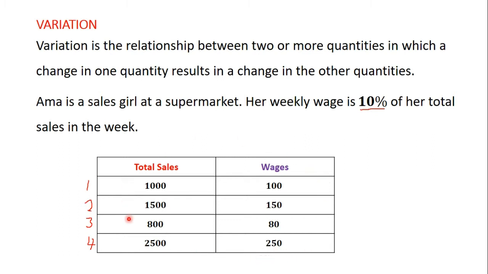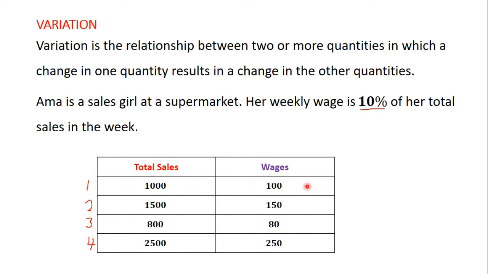Now you can see from this table that Amma's weekly wages depends on her total sales. That is, her total sales determined how much she will receive at the end of the week. So if she makes a total sales of 1,000 cedis, her wage will be 100 cedis. You can see clearly from this table that as her total sales increases, her wages will also increase. As her total sales decreases, her wages will also decrease.